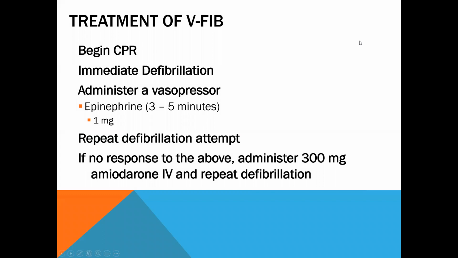All right, so how do we treat V-Fib? We begin CPR immediately, and the sooner we can get the patient defibrillated, the better their outcomes. So if the defibrillator does not convert them back to a sinus rhythm, obviously we continue CPR. And a drug needs to be given, so 1 milligram of epinephrine. And epinephrine has a really short half-life, like within 3 to 5 minutes, it's already metabolized by the body. So that's why it has to be given so often.